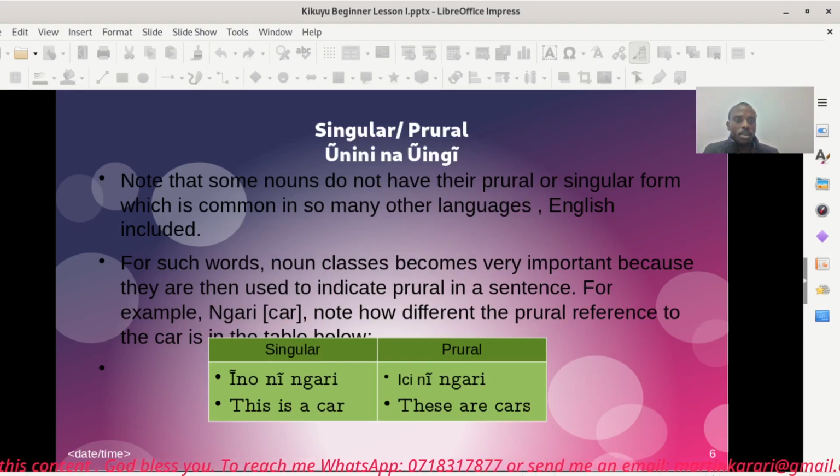The same with an animal. Eno ne gui. This is a dog. Okay?